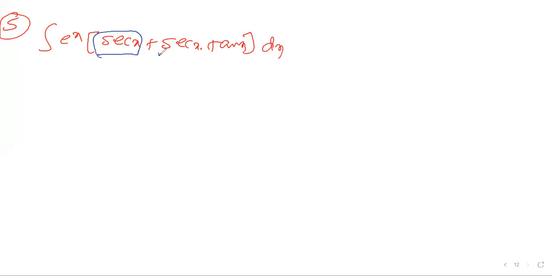The fifth question is simple. What is the fifth question? Integration of e power x into secant x plus secant x tan x, dx. This is the question. So here it looks like e power x into some function plus some function.